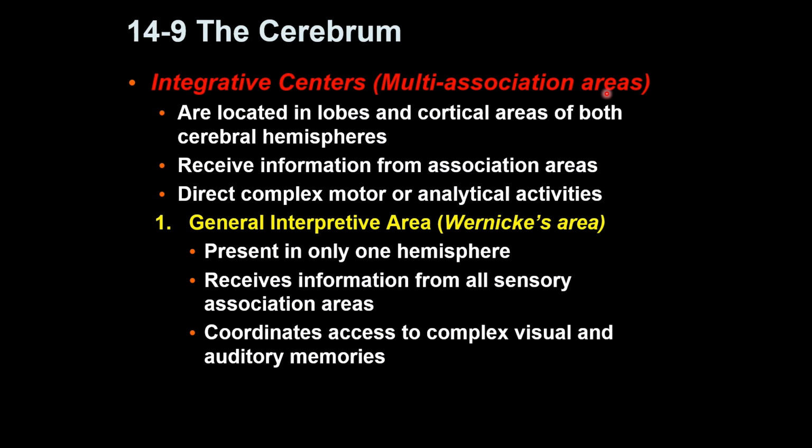One of them is called the general interpretive area or Wernicke area. This is located on the left side of the cerebrum. It is an area between the temporal lobe and parietal lobe, and it is for language. So it is coordinating information, memory information from the auditory association area and visual association area, coordinating that activity. And it is important for comprehension of written and spoken language.